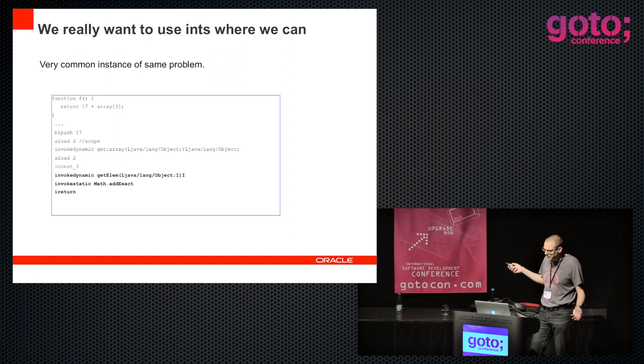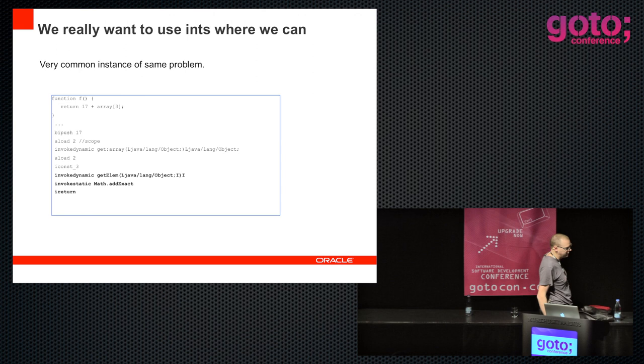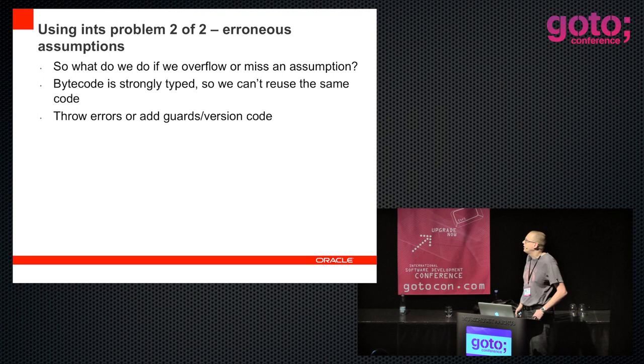I mean, if the array returns an object, we stand there with bytecode that assumes an int, and everything depends on that, so we'll have verify errors. So it seems like a hard problem to solve. What happens if we have an arithmetic operation that overflows? Or if we miss an assumption, if it really turned out to be an array full of strings and you wanted to concatenate all the strings with 17, and we just assume that we got ints back.